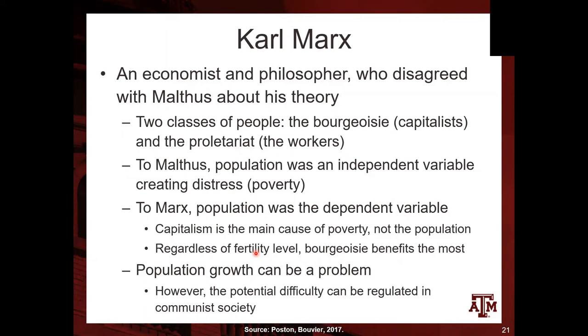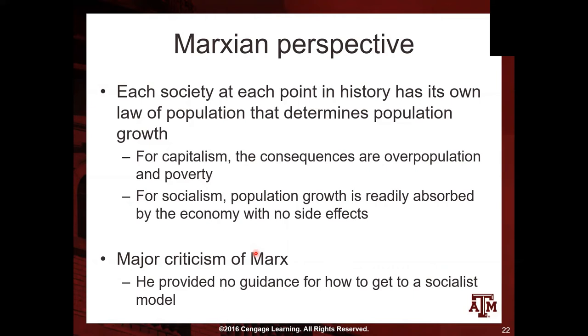And of course, Marx influenced a lot of people. So this Marxian perspective is still the basis of a lot of theorists: that each society at each point in history has its own law of population that determines population growth. For capitalists, the consequences are overpopulation and poverty. In the capitalist society now, we have much more ability to produce more food and so on. And if we don't care about population growing so fast, we can reach these really high levels of population sizes, and that can be linked to poverty.